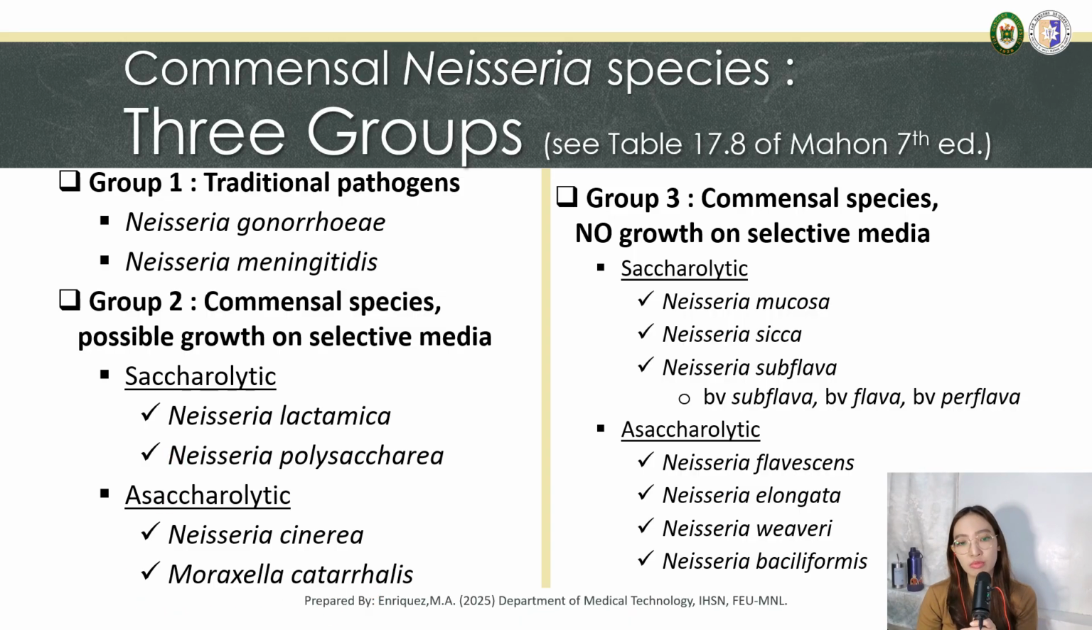Next, group 3 would include the commensal species but would produce no growth on selective media. And same with group 2, they have been divided between the saccharolytic and asaccharolytic Neisseria species. So for further information and other biochemical tests that we could perform on these commensal Neisseria species, you could check table 17.8 of Mahon 7th edition.